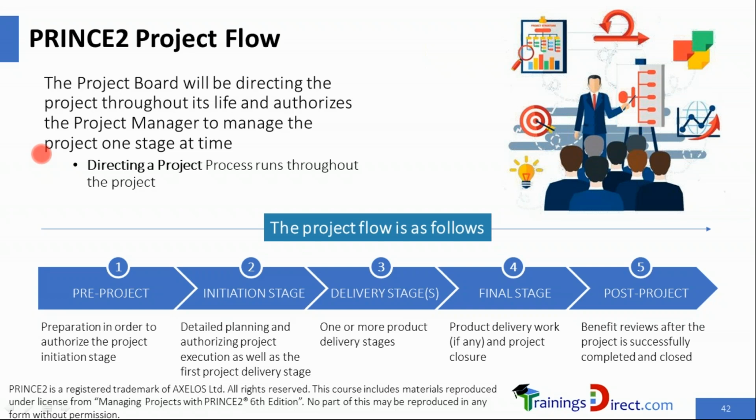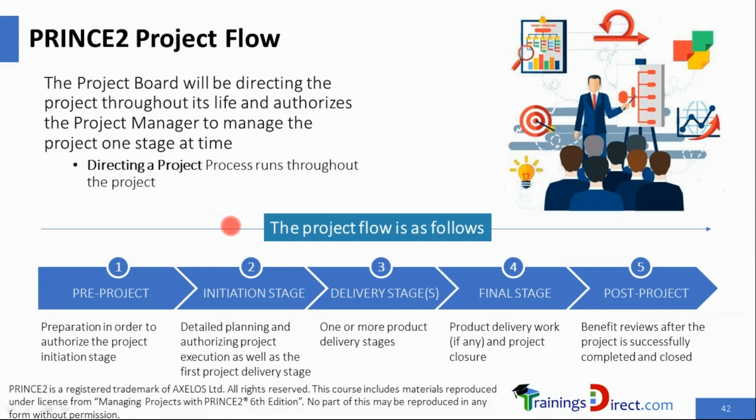And this is because the corporate sets the tolerances for the project to the board. The board sets the tolerances for the stage to the PM, and the PM sets the tolerances for the work package to the team managers. Directing a project runs throughout the project, mainly to provide authorizations from one stage to another, as well as requesting exception plans, approving exception plans, providing guidance, providing advice, and notifying the upper level corporate management.